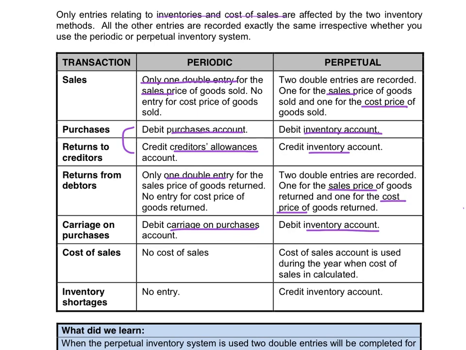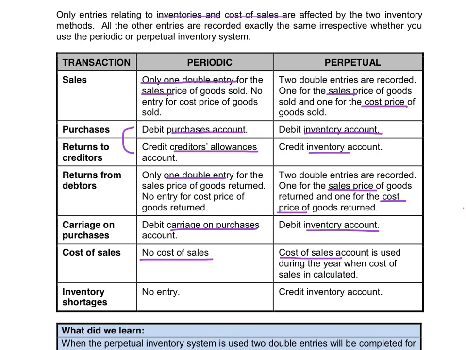Cost of sales, there is no cost of sales account in the periodic system. In the perpetual system, we use a cost of sales account during the year when the cost of sales is calculated, and we show the expense and decrease the inventory with the inventory that was sold.